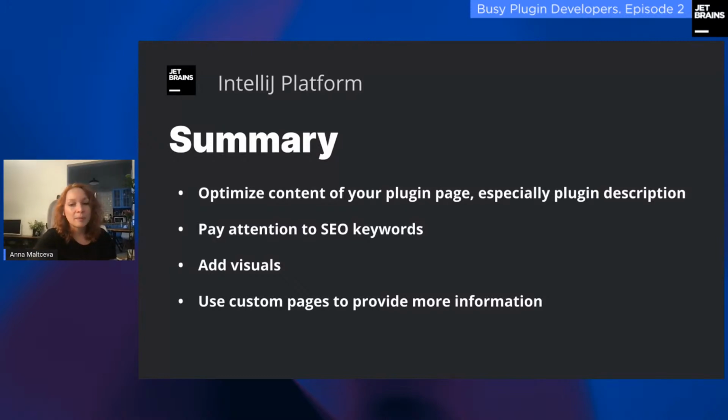So optimizing your plugin listing can help your customers make more informed choices. And if you do that, you can grow your conversion rate and of course the install base. The tips for optimizing your plugin page are maybe simple but worth mentioning. You should optimize your content for your plugin page, especially the plugin description. Keep SEO keywords in mind, add some visuals, and use custom pages to provide more information about your plugin.